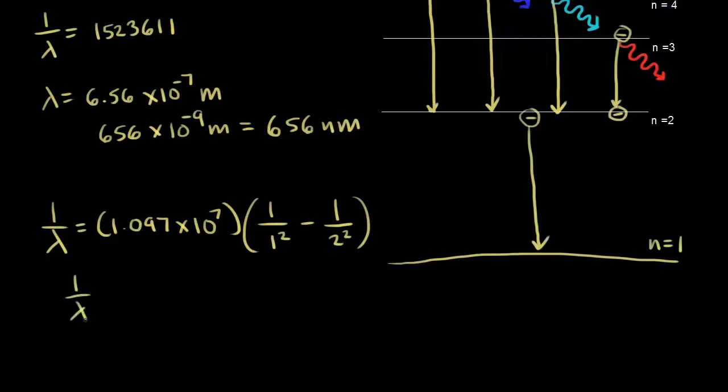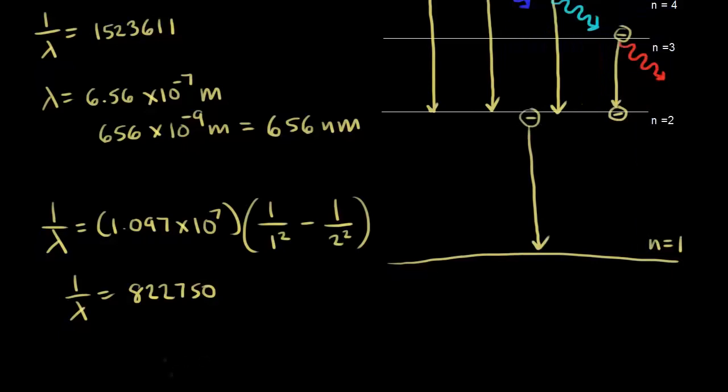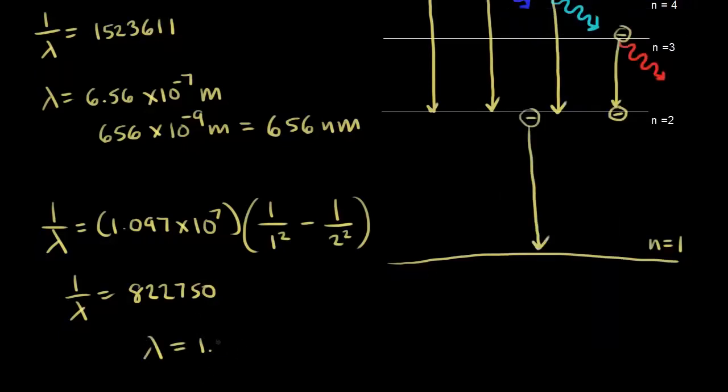1 over the wavelength is equal to 8227500. So to solve for that wavelength, just take 1 divided by that number, and that gives you 1.215 times 10 to the negative 7, and that'd be in meters. So the wavelength here is equal to 1.215 times 10 to the negative 7th meters. And so if you move this over to nanometers, that's 122 nanometers. So this is 122 nanometers.